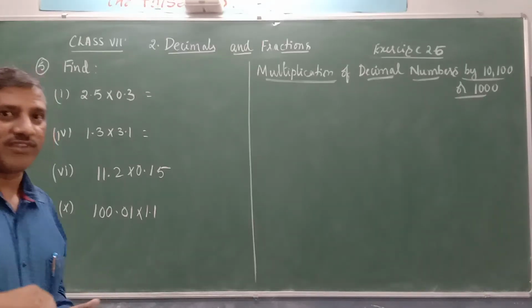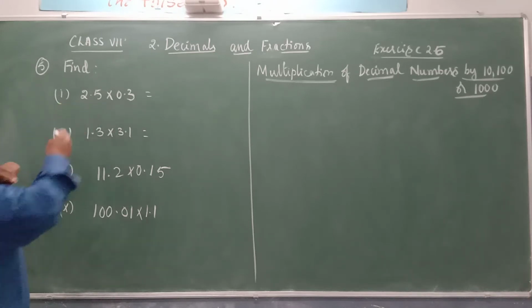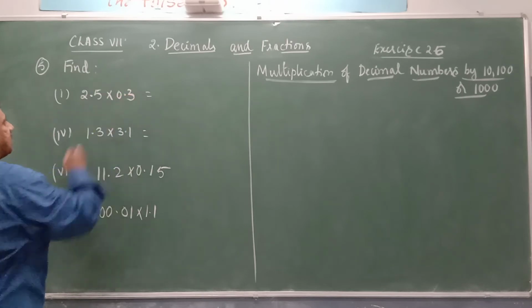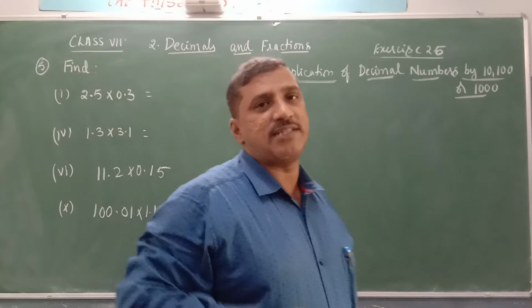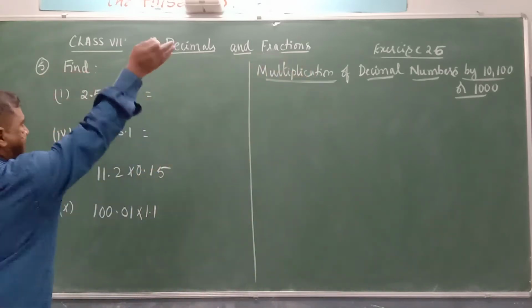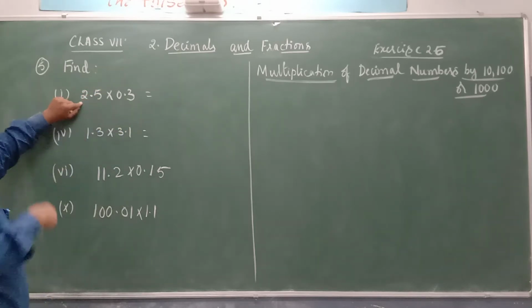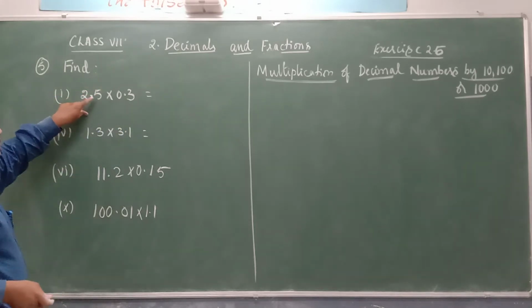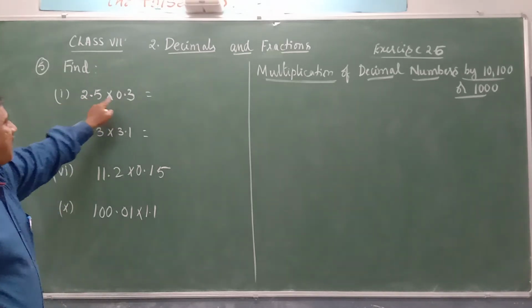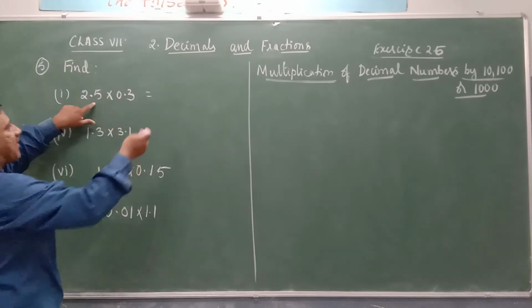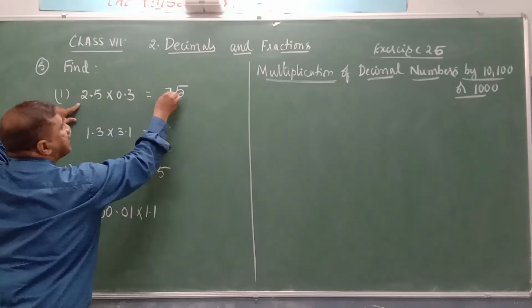Yes. Now the fifth bit from exercise number 2.6. Find 2.5 into 0.3. Before, we multiplied a whole number by a decimal number. Now here both are decimal numbers. How to multiply? Using the same concept. Ignore the decimal point and multiply them as whole numbers. So when we ignore this point, what we get is 25 and this is 0.3, which means 3. Multiply 25 with 3. 3 5s are 15. 3 2s are 6 plus 1, 7, 75.